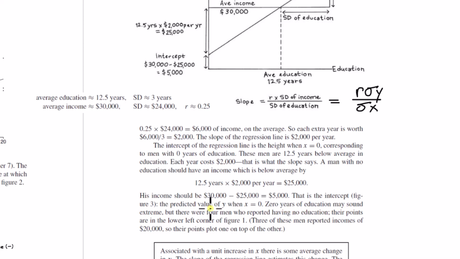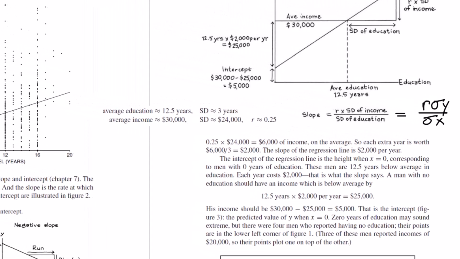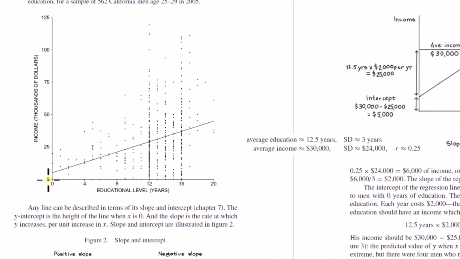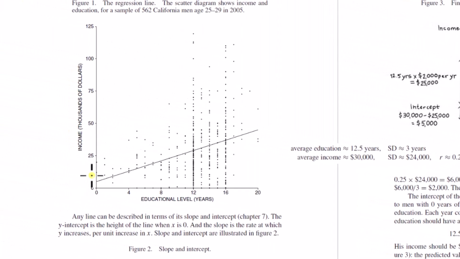0 years of education may sound extreme, but there were 4 men who reported having no education. Their points are in the lower left corner of figure 1. 3 of these men reported incomes of $20,000, so their points plot one on top of the other. So if we come here, we can see there's a couple of these points with 0 years of education.